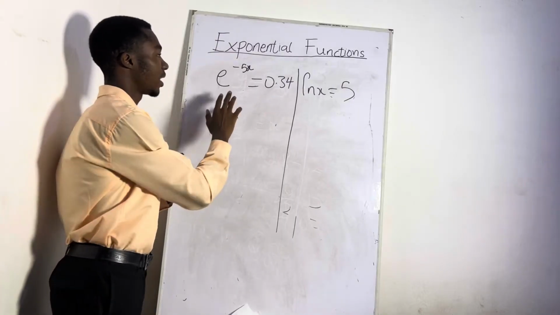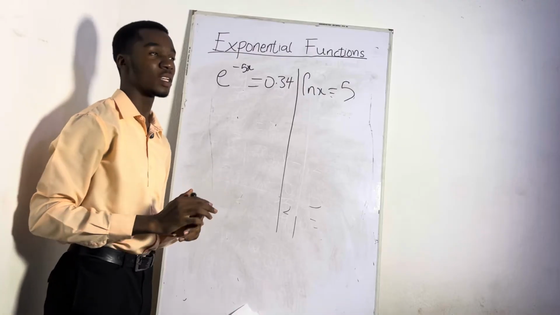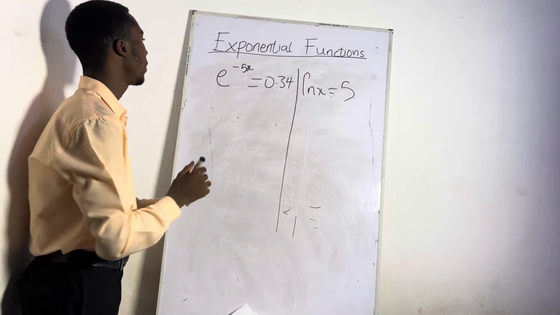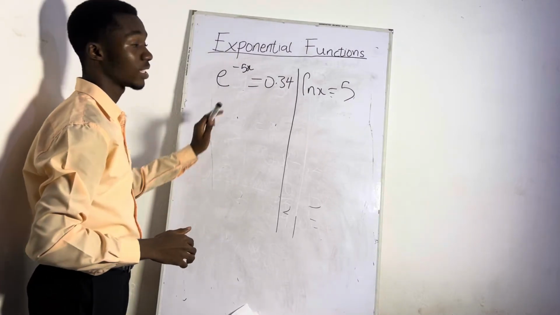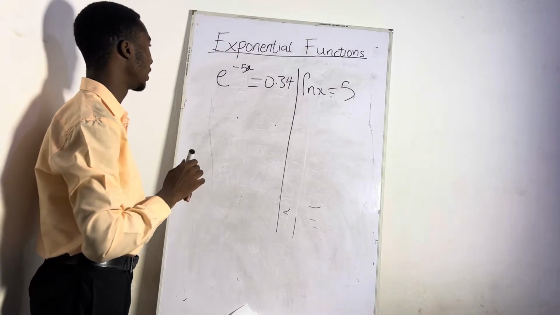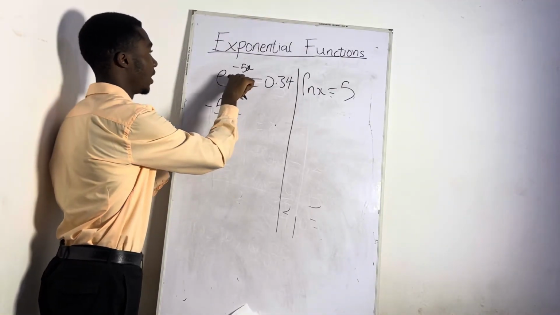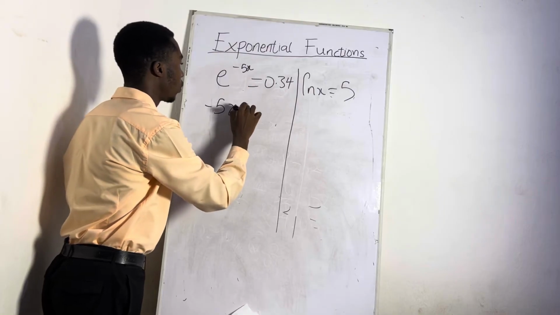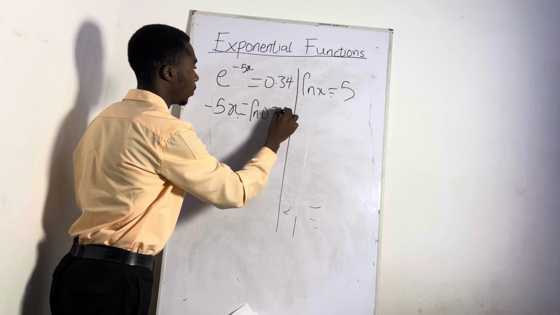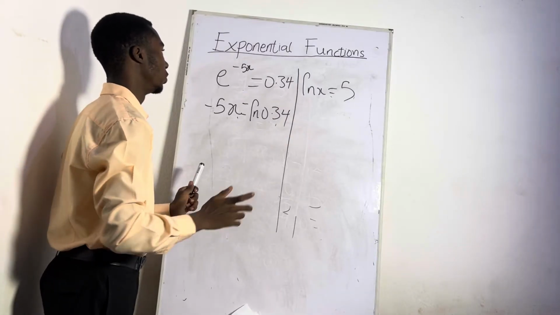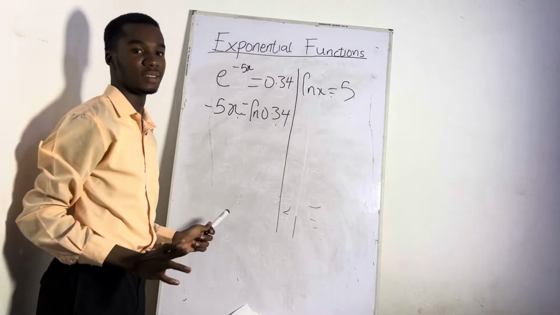Now when you have something like this and you want to make x the subject, you introduce something we call natural logarithms. If you have e exponent negative 5x is equal to 0.34, just forget about the e. Take what is here, the negative 5x, and it's equal to ln 0.34. It's nothing difficult. You just take the exponent and equate it to ln of 0.34.